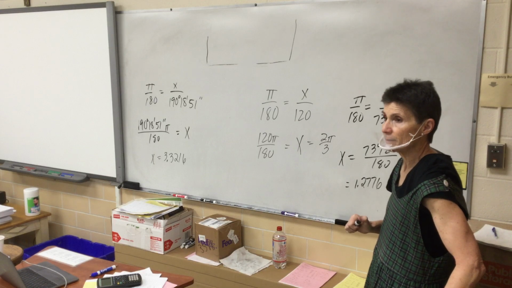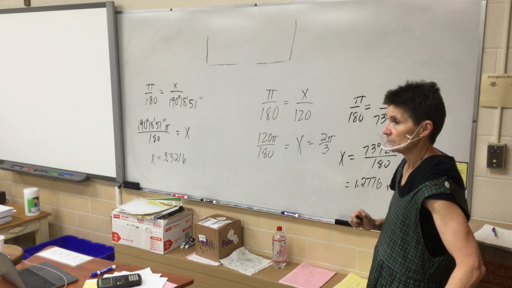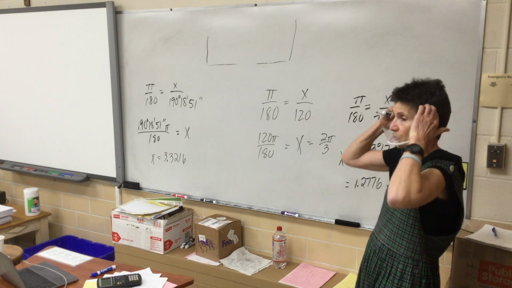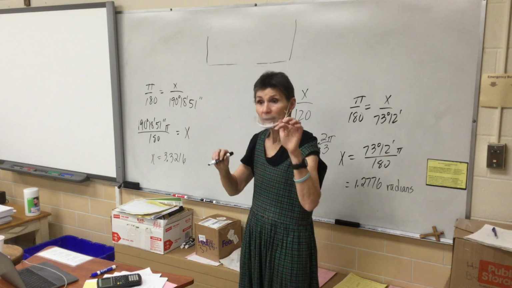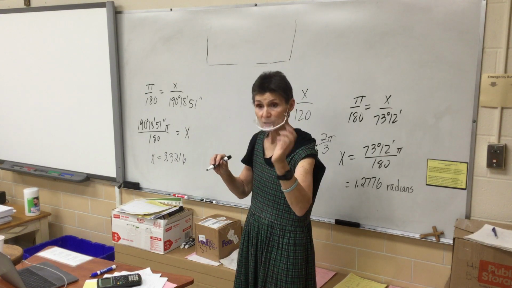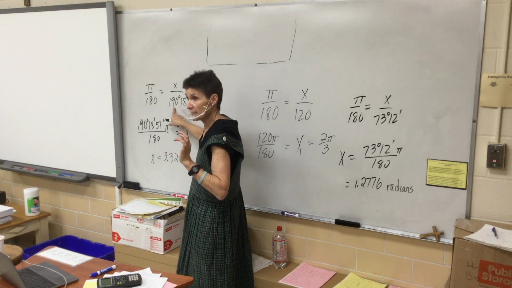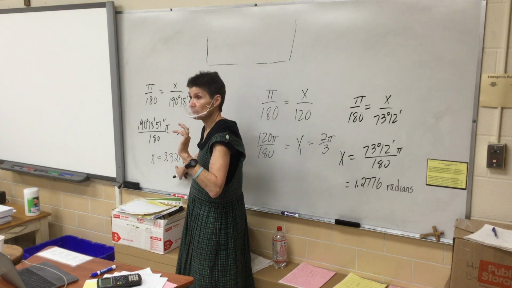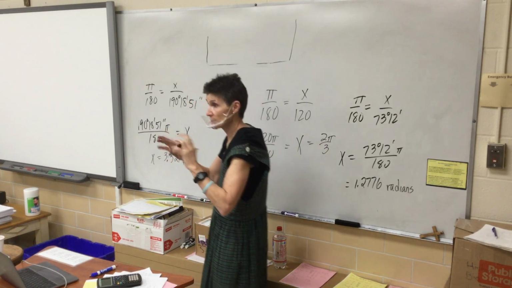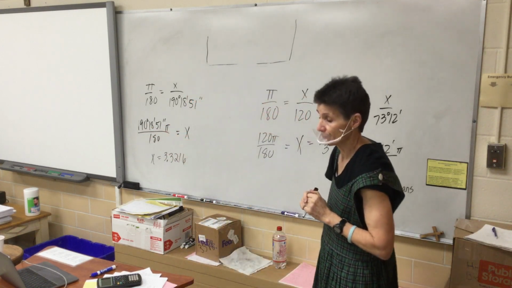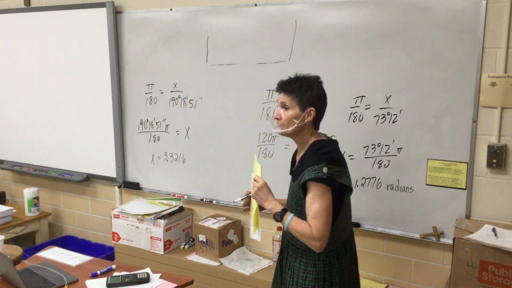.3216 if I typed it in right. Try to start making some connections, guys. Remember, pi is 180 and pi is 3.14. So this angle was 190. Doesn't it make sense that it would be just a little bit bigger than pi? Because 190 is just a little bit bigger than 180. Okay. Everybody okay so far?